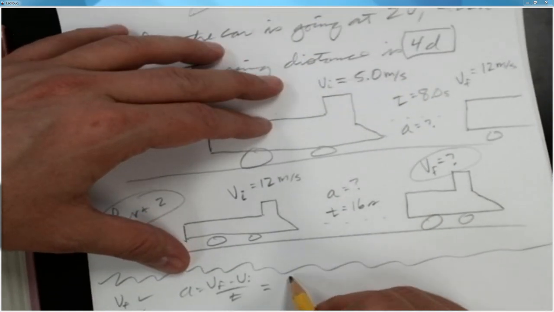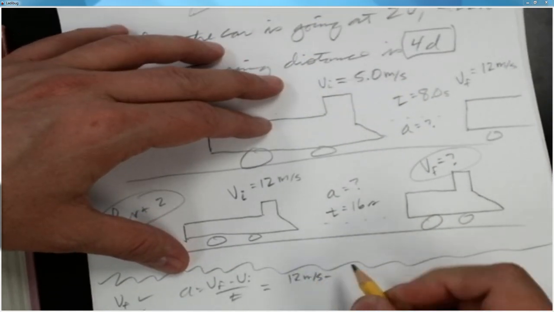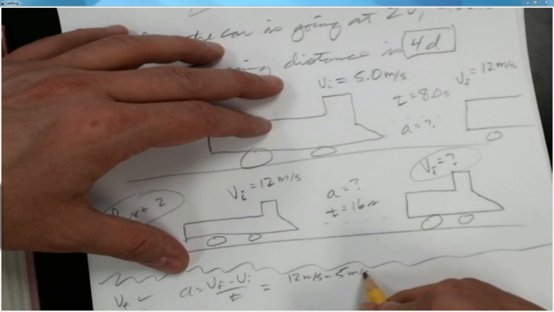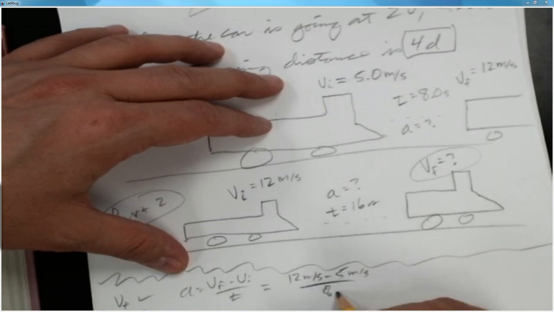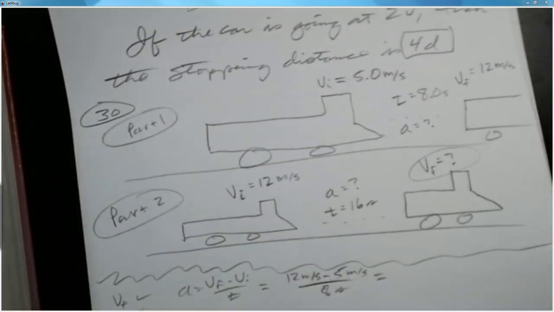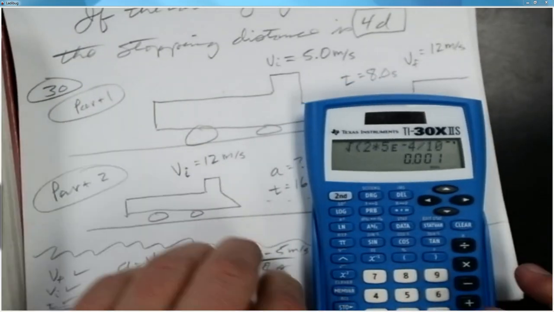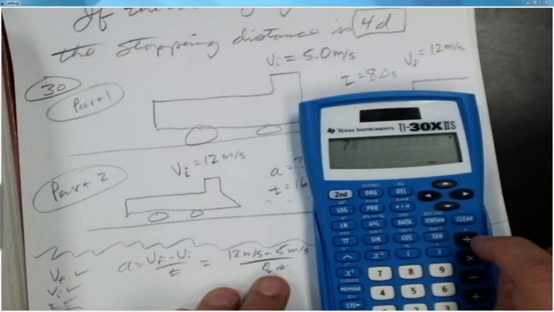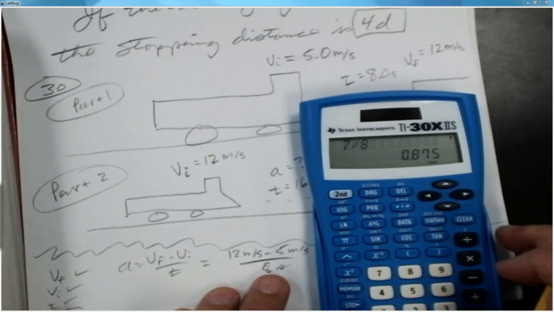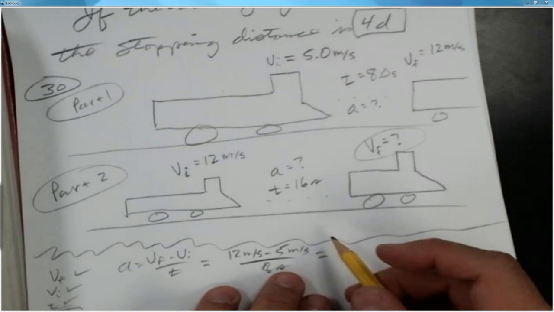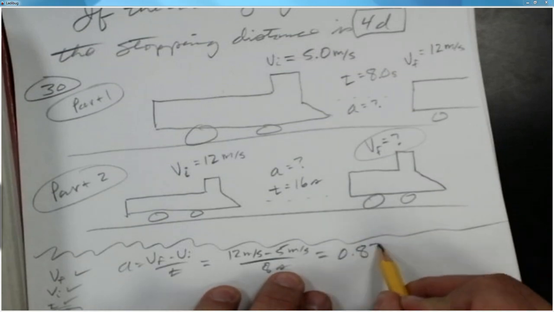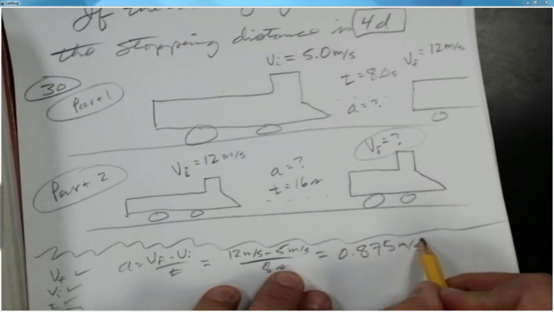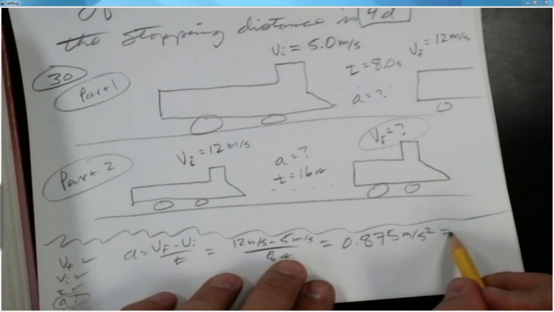VF is 12 meters per second, VI is 5 meters per second, and the time is 8 seconds. So where did I put that calculator? Oh Lord, 12 minus 5 is 7. 7 over 8 is 0.875. So 0.875 meters per second squared. That's my acceleration.